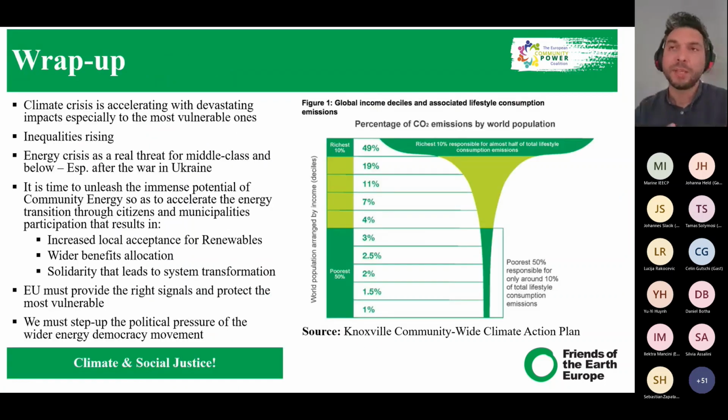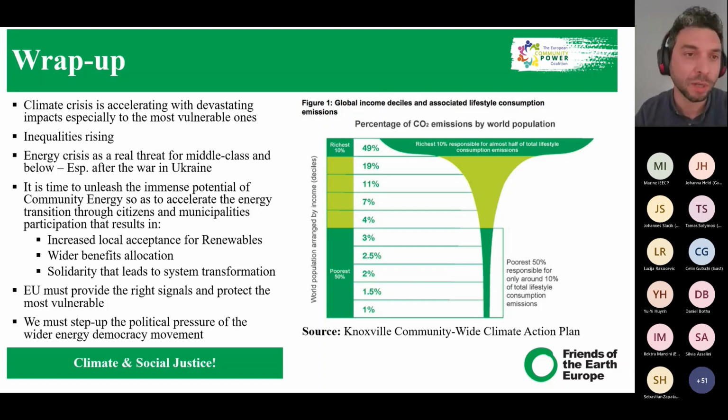Wrapping up, right now the climate crisis is accelerating with devastating impacts, especially to the most vulnerable ones. Right now, the inequalities are rising. As you can see on the right-hand side, the richest 10% is responsible for almost 50% of the total emissions, while the poorest 50% is responsible only for 10% of the total emissions. So we are also discussing an unjust system that creates more and more inequalities, because the trend is opening up with inequalities constantly.